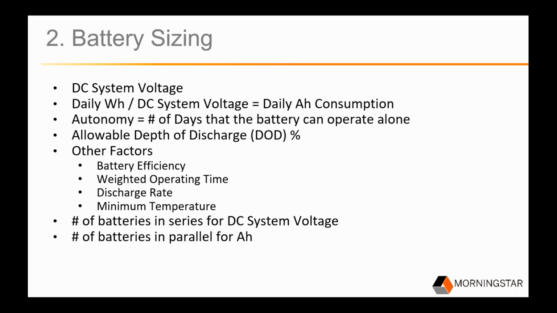Using 100% of the battery capacity will generally reduce the cycle life of the battery bank. Therefore, it's important to limit the depth of discharge of the battery, which reduces the usable amp hour capacity. So for example, 70% allowable depth of discharge of a 100 amp hour battery means that the usable capacity is only 70 amp hours.